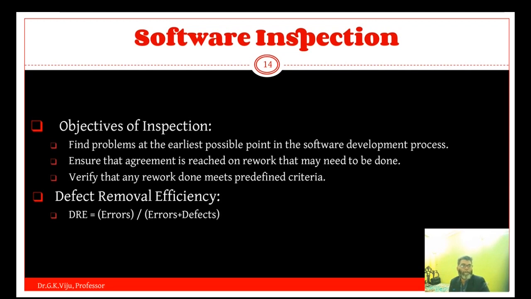The objective of inspection: find problems at the earliest possible point in the software development process, ensure that agreement is reached on rework that may need to be done, and verify that any rework done meets predefined criteria. And for software inspection, we use defect removal efficiency. The equation for defect removal efficiency is errors divided by errors plus defects.